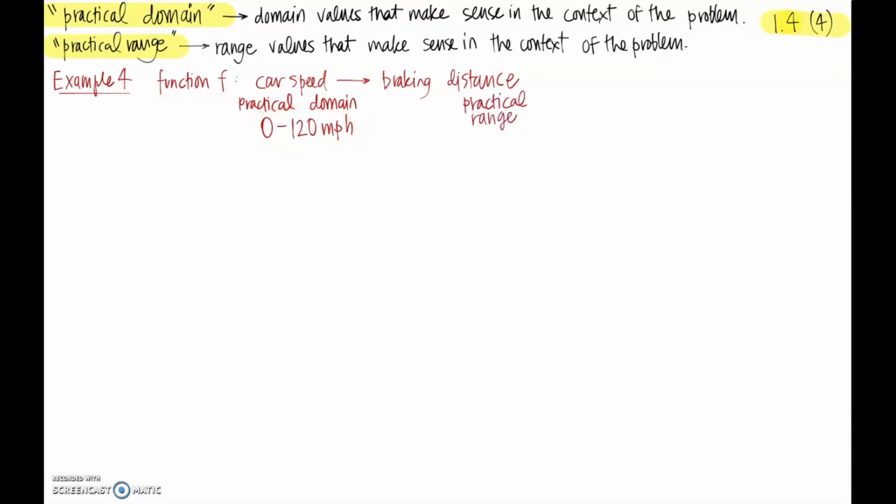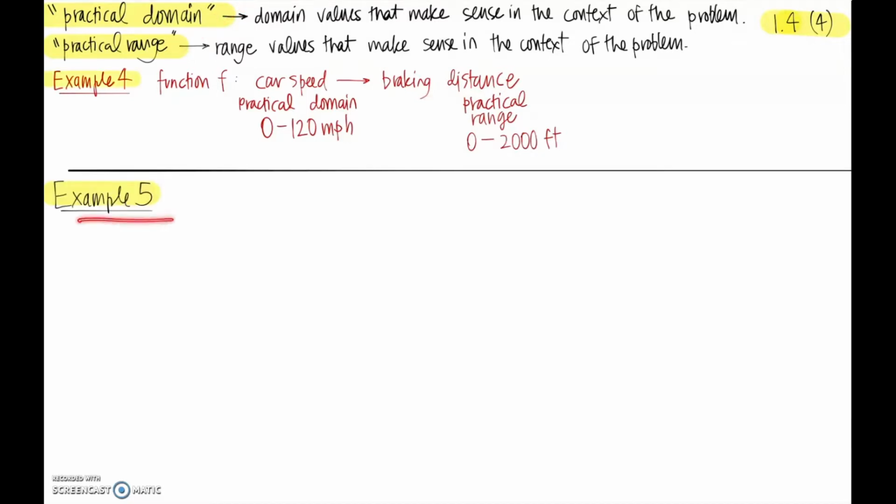And then a good practical range might be something like 0 to, gosh, I don't know. I really have no idea, but I'm pretty sure you're not going to go bigger than 2,000 feet. Your braking distance isn't going to be 20 miles. So this would be a good practical range, and we're not going to go negative. You're not going to have negative braking distance. Okay, so I just wanted to touch on what these phrases meant.